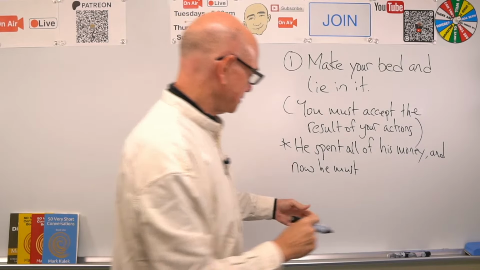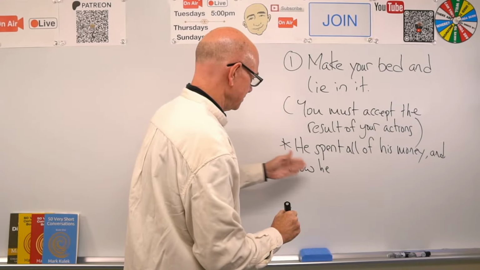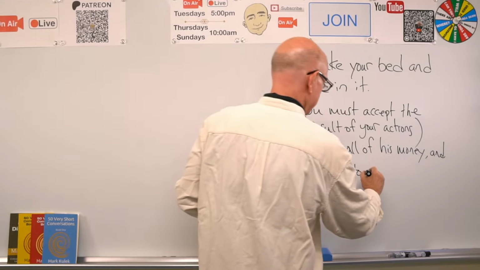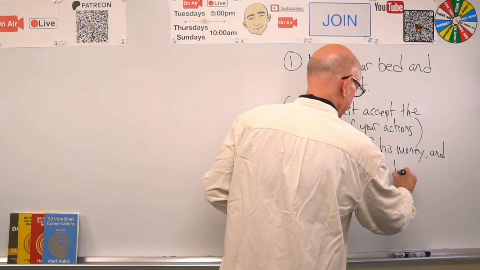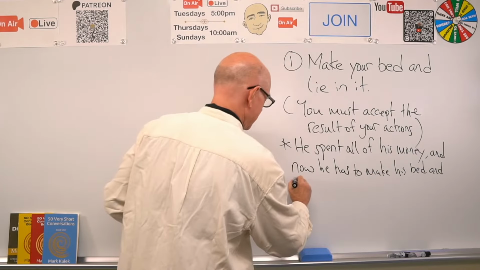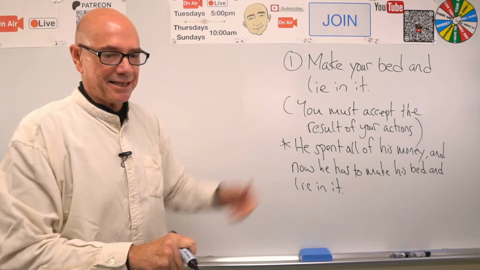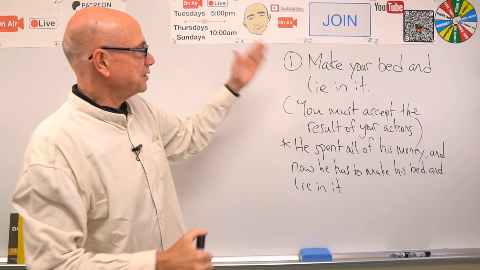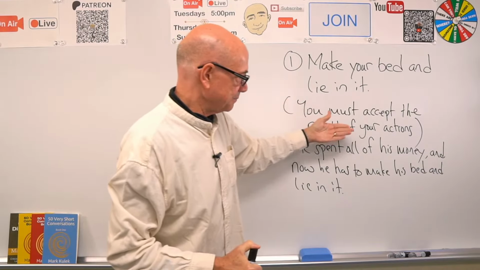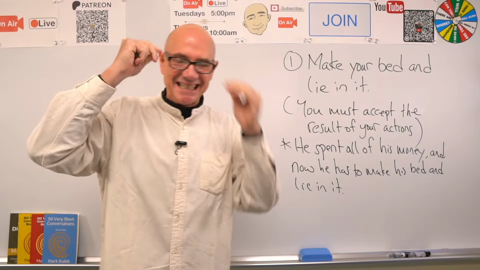Or, okay, he has to, I guess. Must, I'm just going to write what I wrote. Now he has to make his bed and lie in it. It's a long sentence. It's a long idiom. Make your bed and lie in it. He spent all of his money and now he has to make his bed and lie in it. All right, so let's see your sentences.